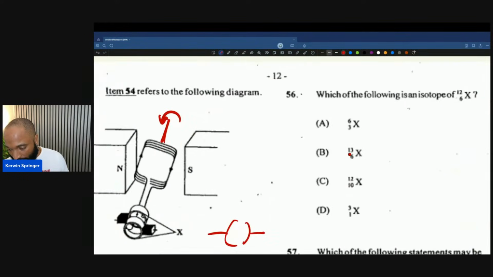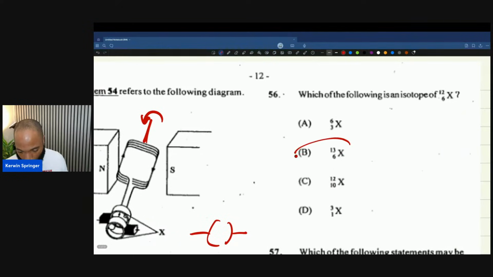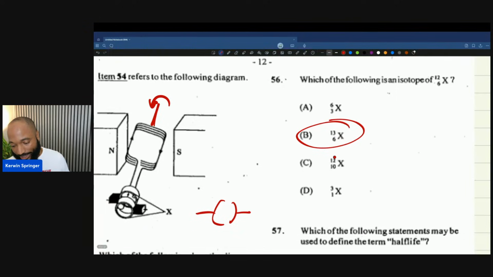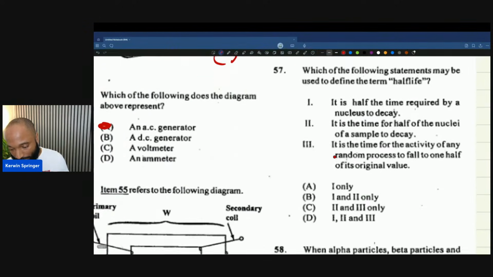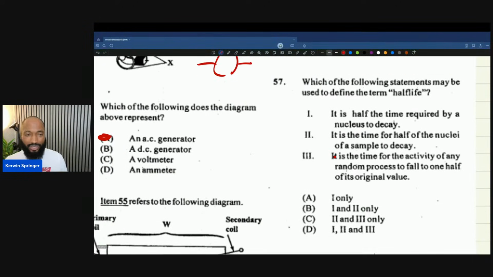56. Which of the following is an isotope? So we're looking for the same proton number. Boom. B. Different mass number, same proton number. It don't get easier than that. You just need to know what an isotope is. Half-life. They're going to ask you like three questions about half-life in that paper. They're going to ask you to draw a half-life graph. They just love half-life in multiple choice, so make sure you can do half-life.